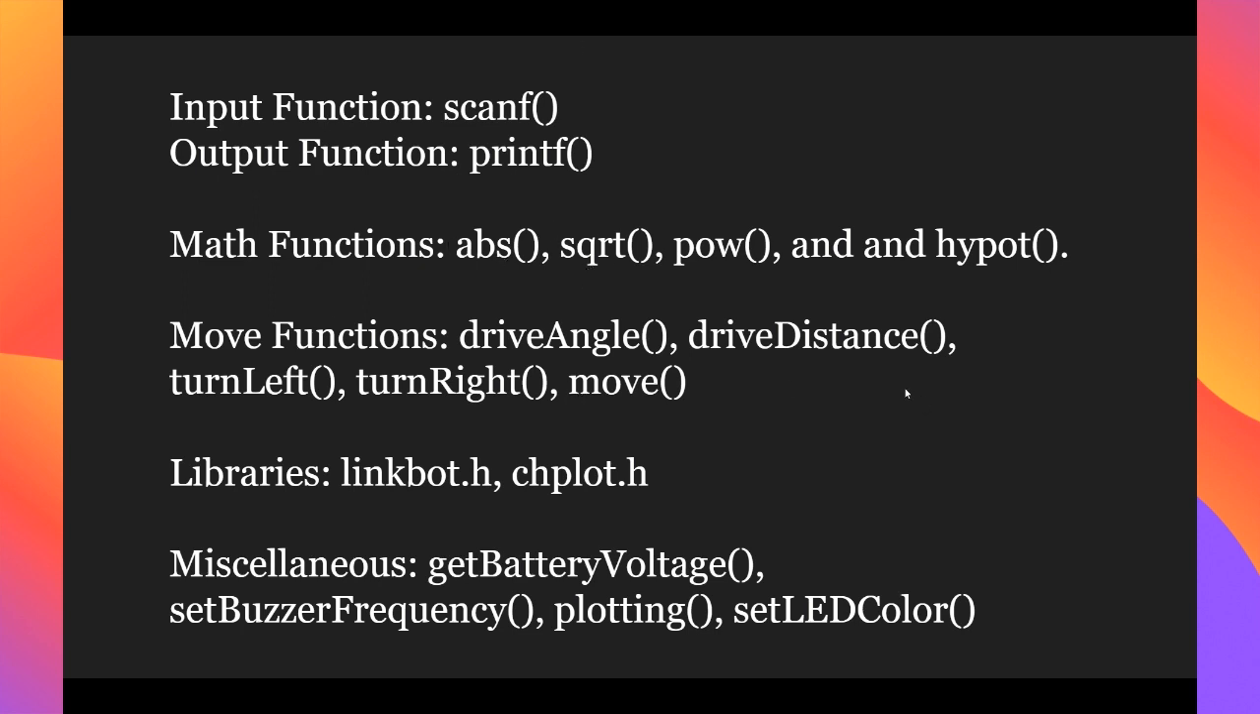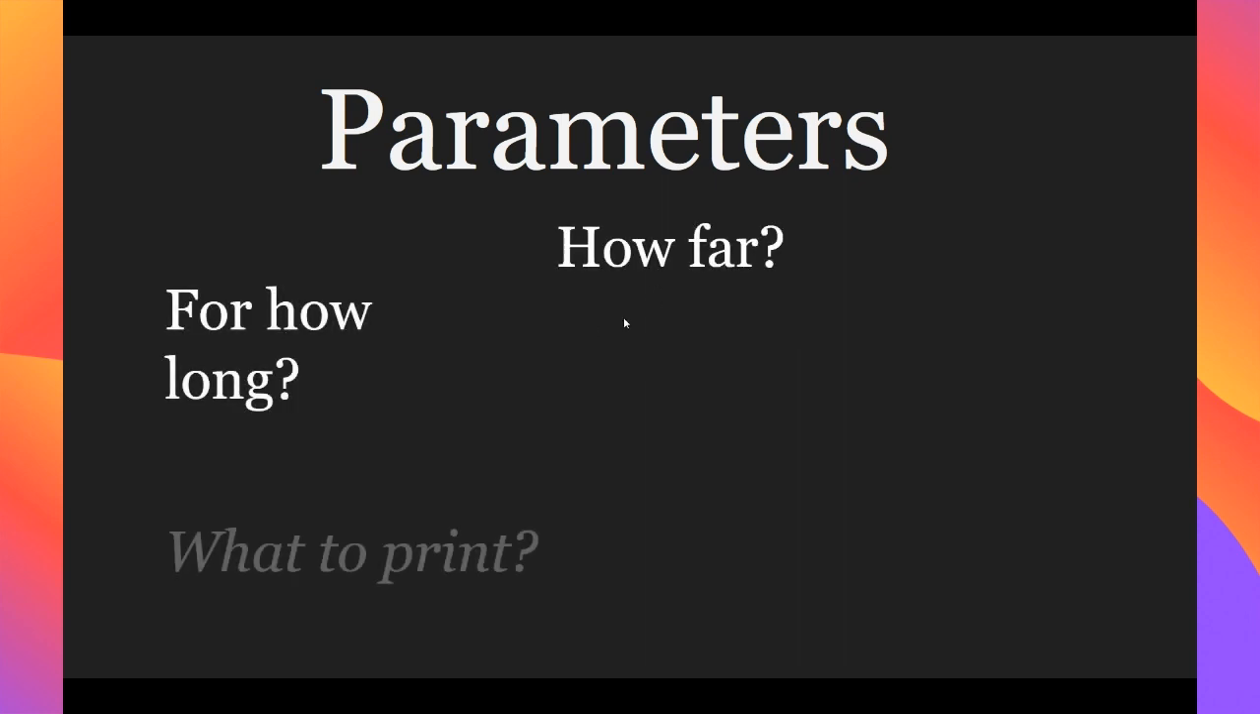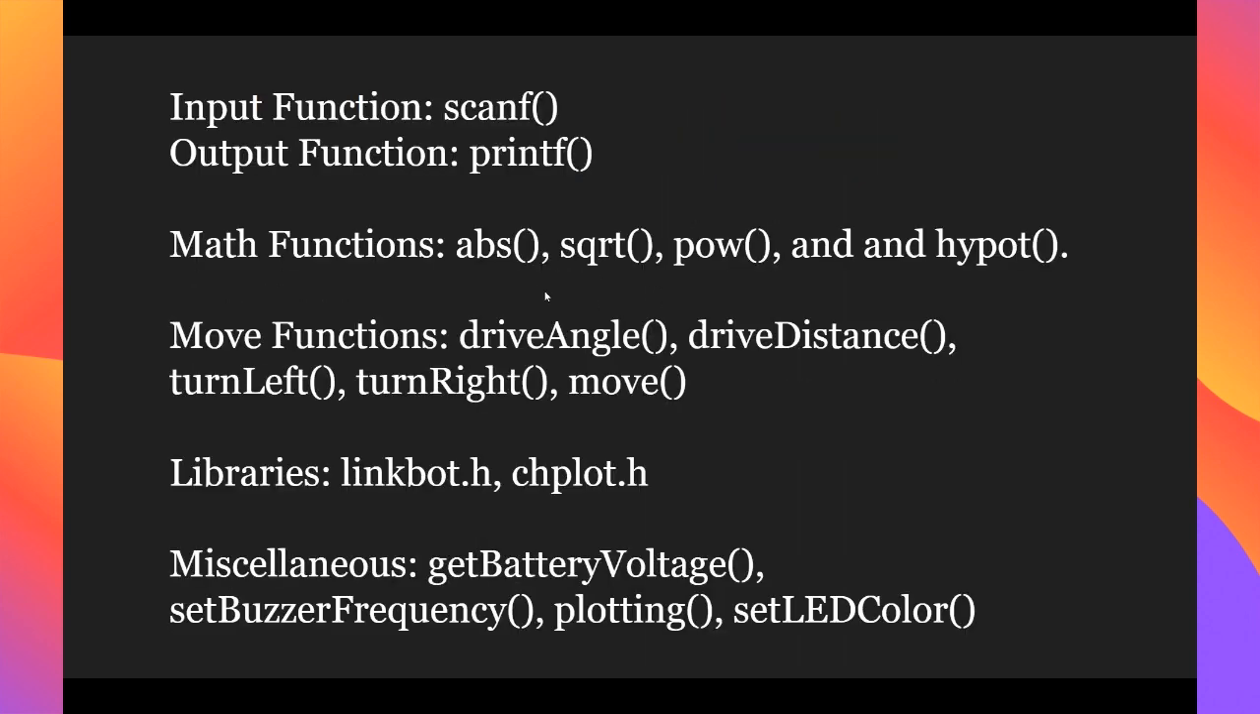What do you put inside of this thing? It's printf. Don't you usually put a quotation, your word, and then a semicolon? So what those are called are parameters. Parameters determine how far, for how long, what to print, what color. Like in printf, this is a parameter: what do you want to print? In drive distance, you're actually putting two parameters. You're putting the amount you want to drive and then the radius.